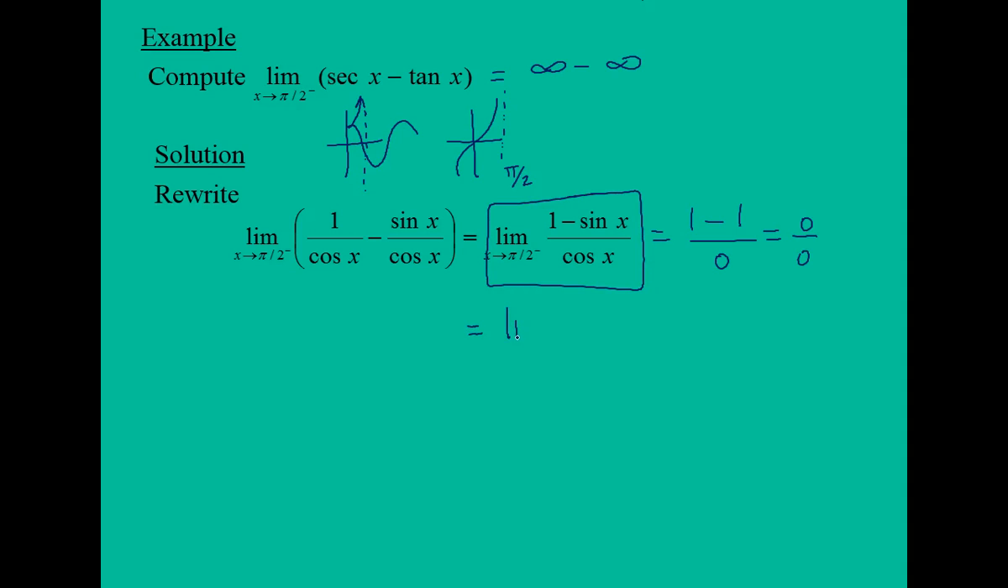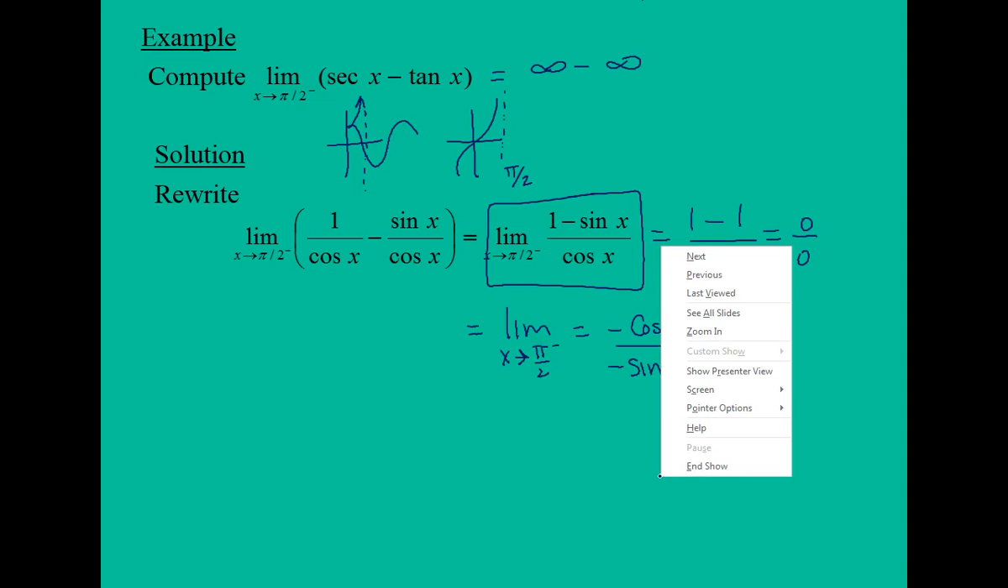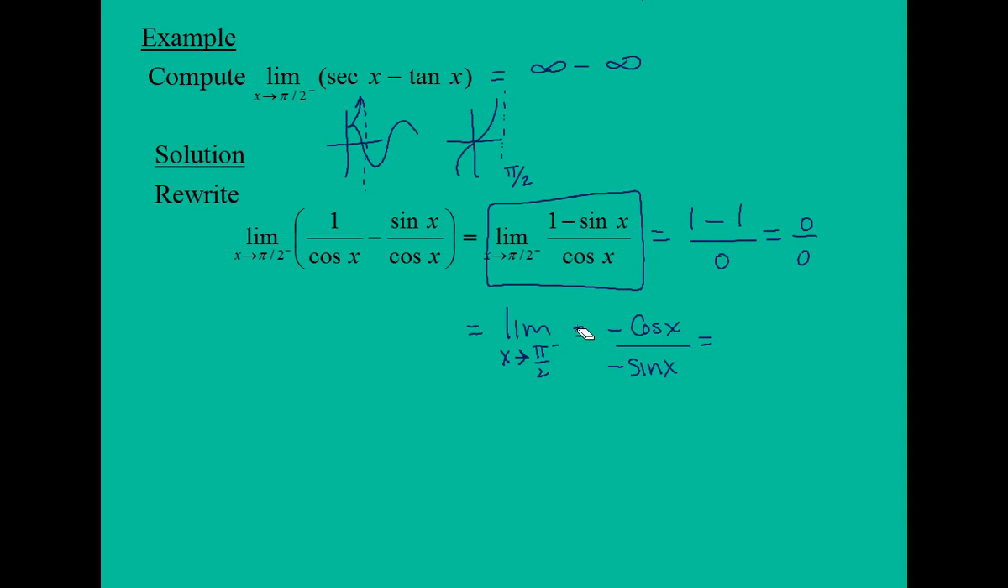So if we apply L'Hopital's rule, because we do have that indeterminate form, 0 over 0, we're going to take the derivative of the numerator. So the derivative of 1 goes to 0. Derivative of sine x is cosine of x. Derivative of the denominator now. So derivative of cosine of x is negative sine of x. I've got an equal sign in there that I didn't intend to put there.